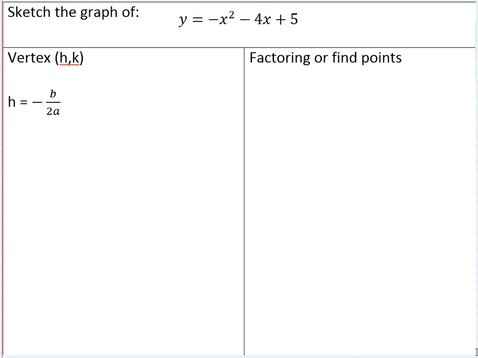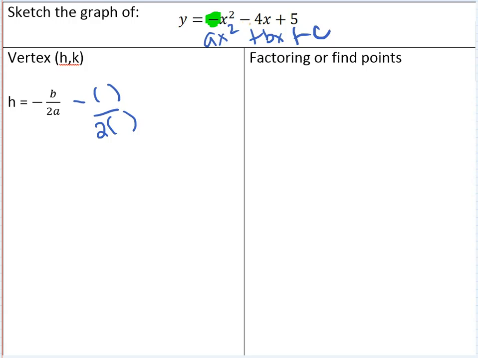Here we're going to look at graphing negative x squared minus 4x plus 5. Again, I like to see that this is a negative because it means my graph is going to open down. So we label ax squared plus bx plus c. We'll plug our b and our a into the vertex formula, so I'm going to have negative something over 2 times something. So let's plug in b.